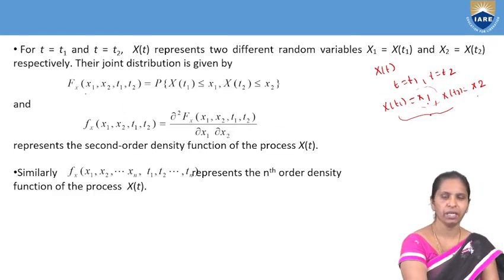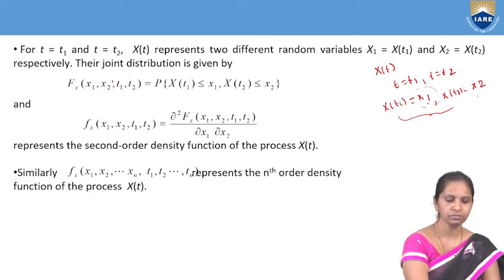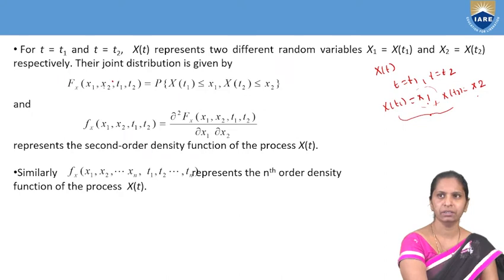Then how is it given? By fX of x1 comma x2 semicolon. How do you get x1 here? At t equals t1. So t equals t1. How do you get x2 here? At t equals t2. So t equals t2. So fX of x1 comma x2 semicolon t1 comma t2 is equal to what?